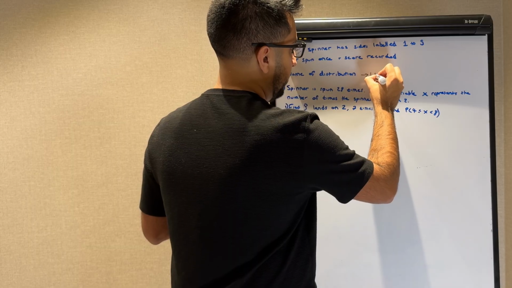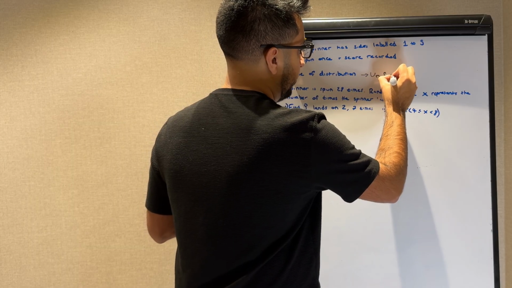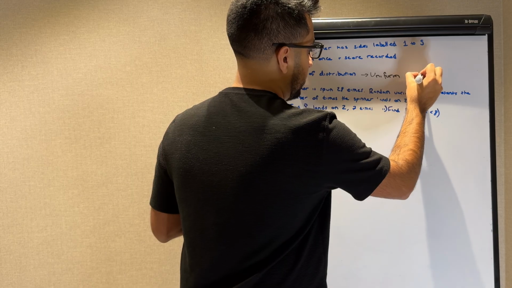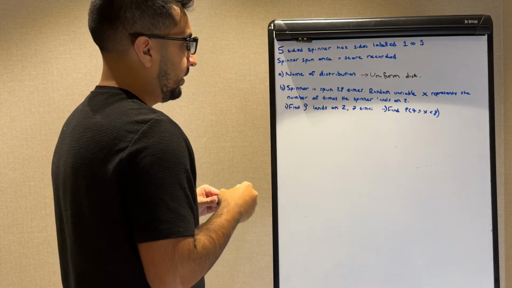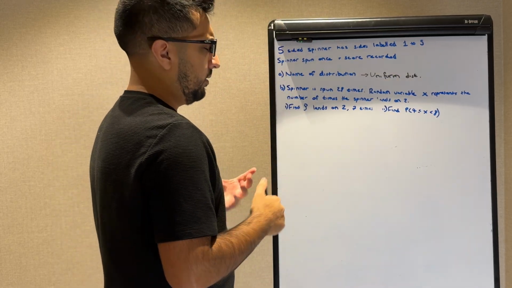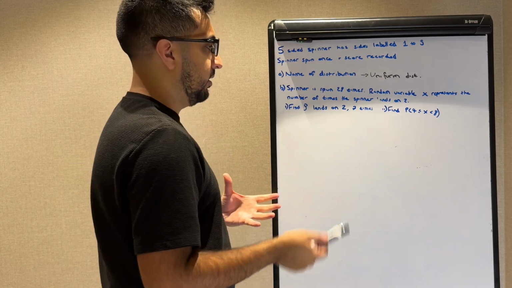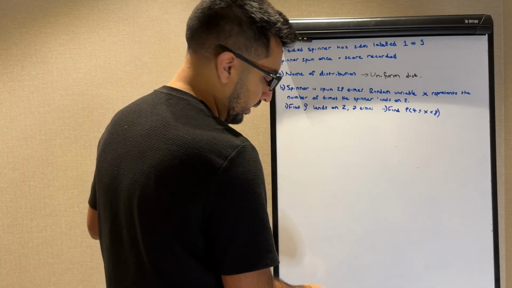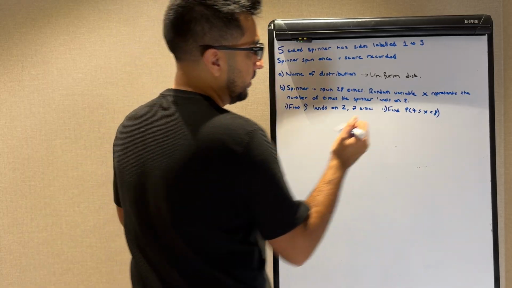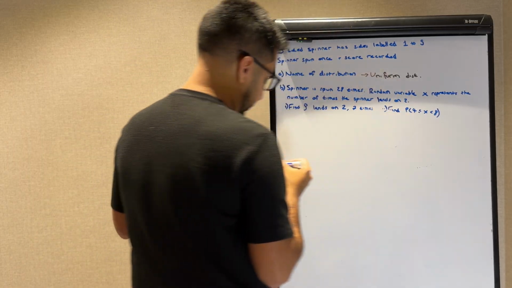A uniform distribution. Okay, now we have a spinner spun 28 times, and a random variable X, which represents the number of times the spinner lands on 2. My big hands got rid of some of the writing.